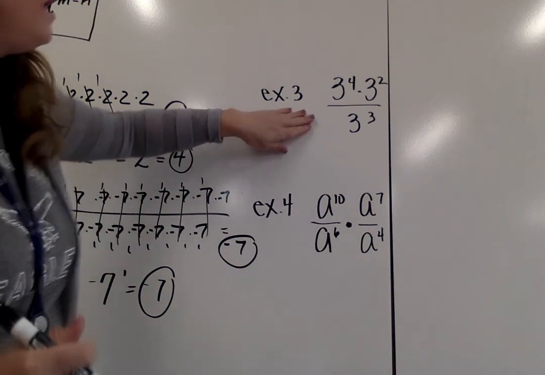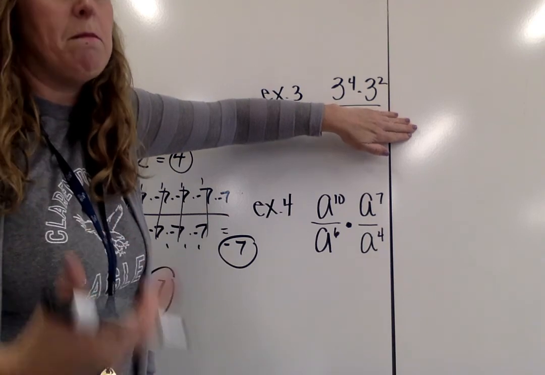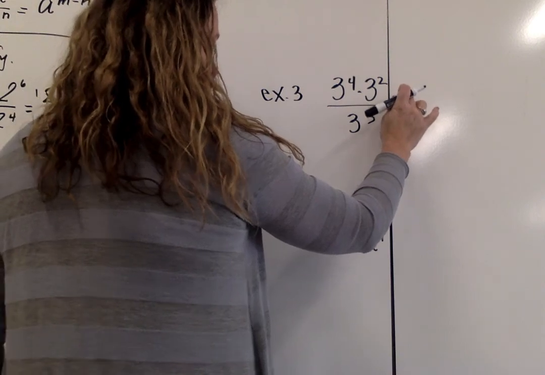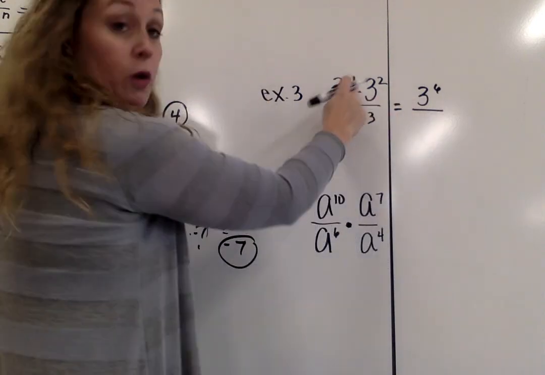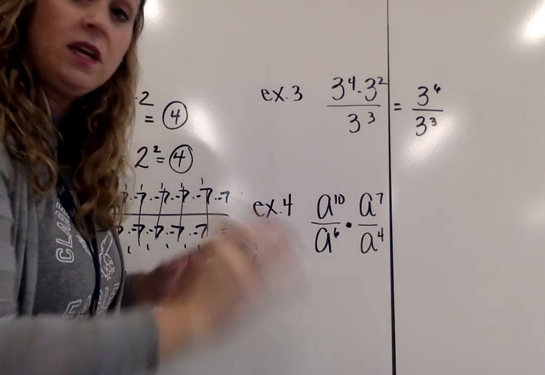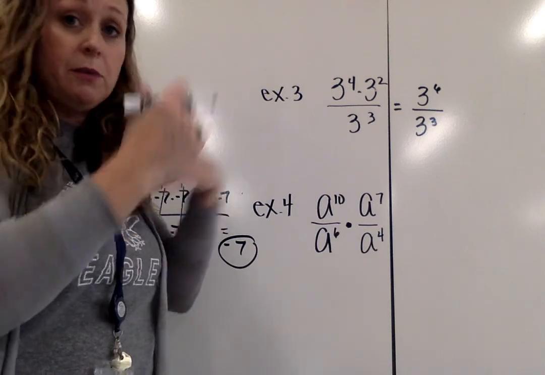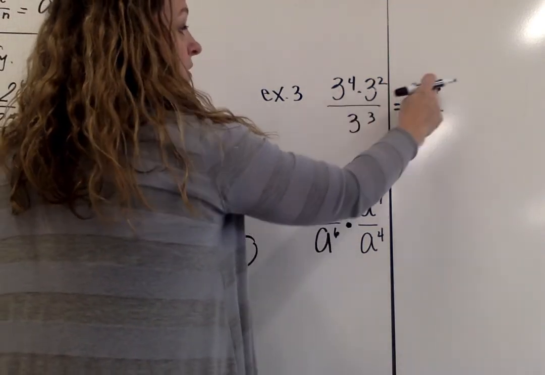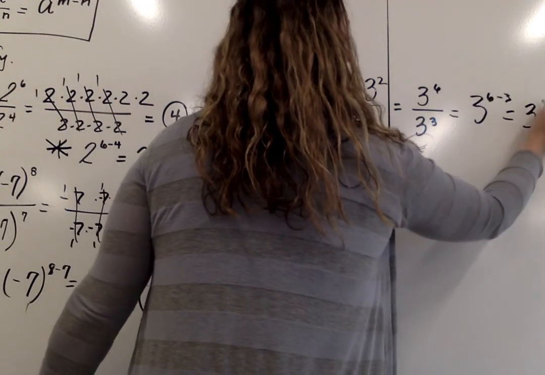So in example 3, if we just look at the numerator, that would have been a review from 10.2, when you're multiplying and the bases are the same. I simply add the 4 and the 2. So I now have 3 to the 6th because 4 plus 2 is 6. In the bottom, I have 3 to the 3rd. Now, I can write out 4 3's and 2 3's and 3 3's and simplify it using a fraction, but I'm going to use my power rule, where I have 4 plus 2 is 6, and then 6 minus 3 is 3.